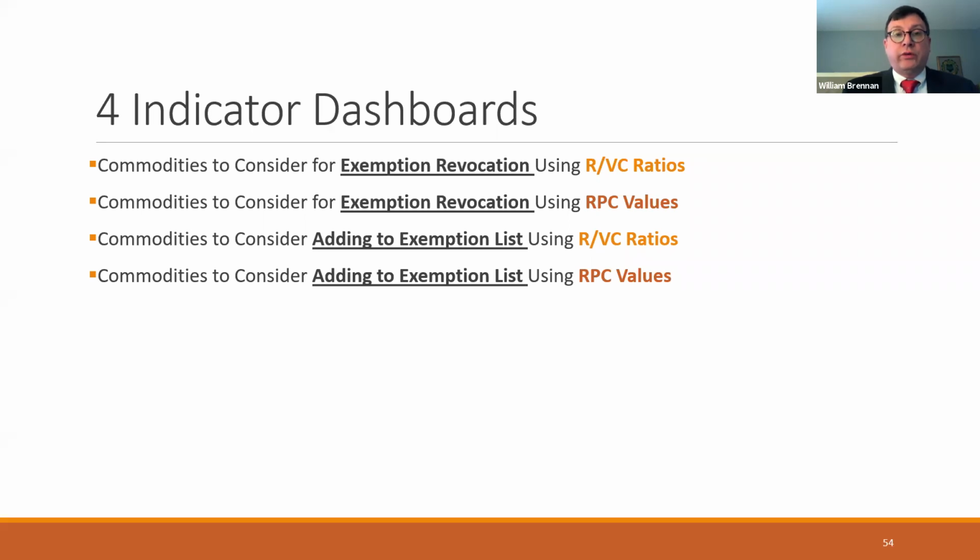It's important to note that there is one difference between the revocation and exemption dashboards. The logic of the exemption dashboards is the same as the revocation dashboards, but the assignment of labels and scores is reversed. So that's to say, an indicator that would generate a strong signal in the revocation dashboard will generate a weak signal in the exemption dashboard and vice versa.